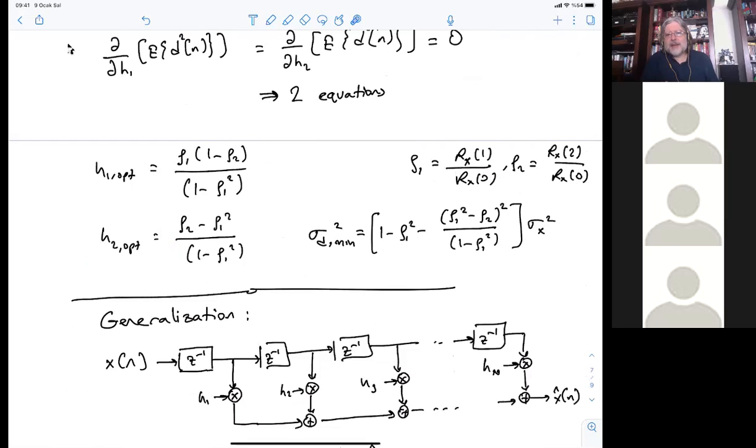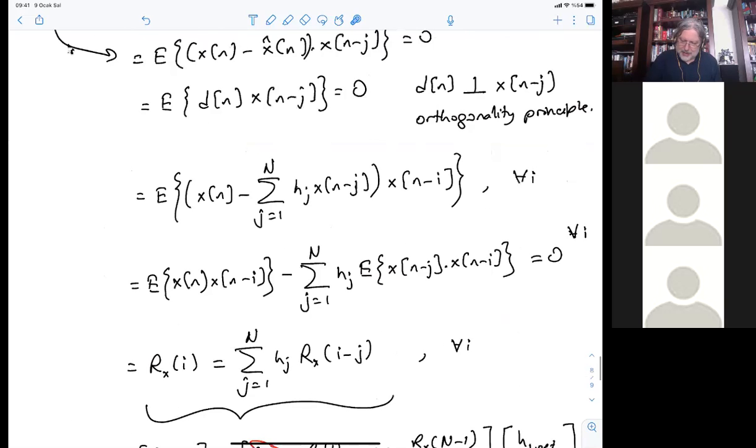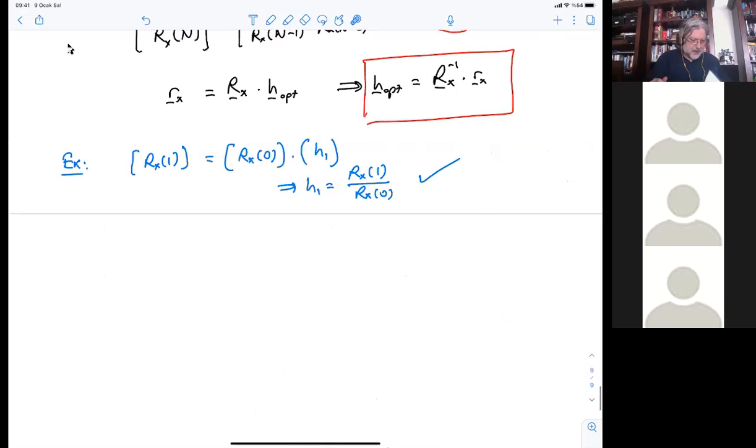Whether they are indeed the solutions of these optimized filter coefficients. And you will see that, of course, they correspond to that. And this division by 1 minus rho 1 square, etc., is just a determinant of the linear algebra inversion. You will see that if you do the exercise that I suggest.